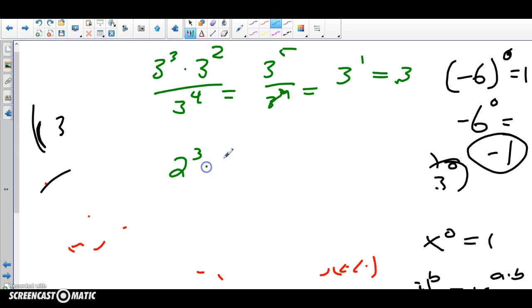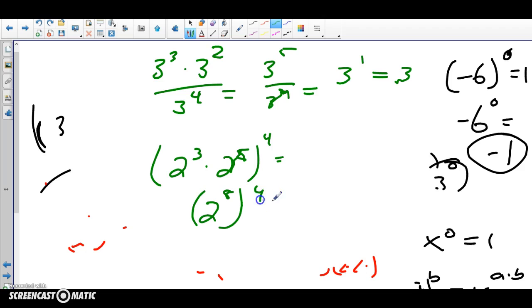Same thing would apply if I had an exponent. So if I had 2 cubed times 2 to the 5, and I had all that to the 4, I can do it in a couple different steps, but here I would just go, that's 2 to the 3 plus 5, which is 8, to the power of 4, which is 2 to the 4 times 8, 32.